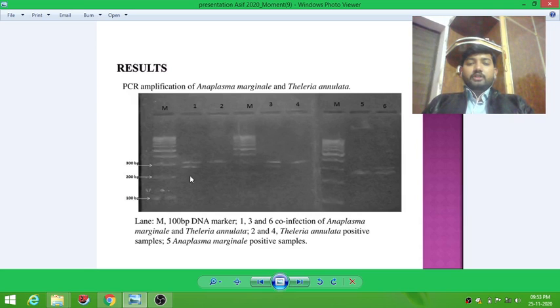This shows the gel picture. Some of the samples were co-infections, like this sample and this sample. This animal was co-infected by Anaplasma marginale and Theileria annulata.